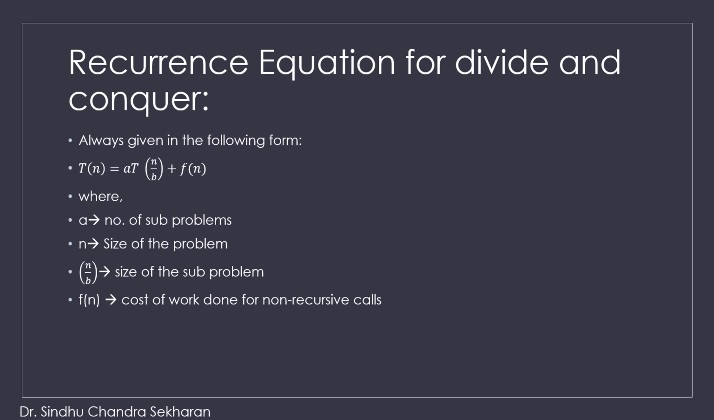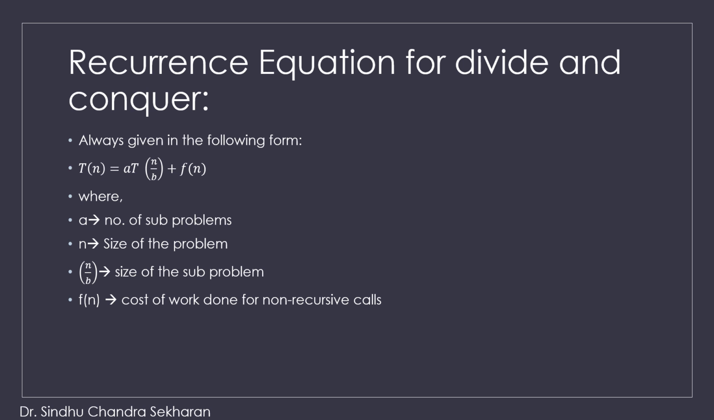Whenever we are going to solve a problem using divide and conquer strategy, we can represent the solution in the form of a recurrence equation. So here we had a problem P, right? Its size is n. So how am I going to represent it? T(n) = a T(n/b) + f(n).